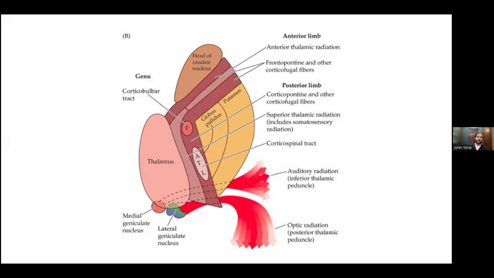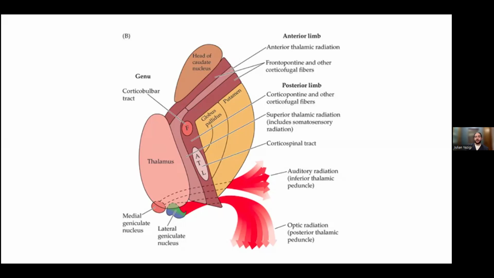Lesions of the anterior limb classically produce executive dysfunction, abulia, and impaired planning rather than pure motor deficits, unless adjacent structures are also involved. Its blood supply includes the recurrent artery of Heubner from the anterior cerebral artery and contributions from the lenticulostriate arteries.